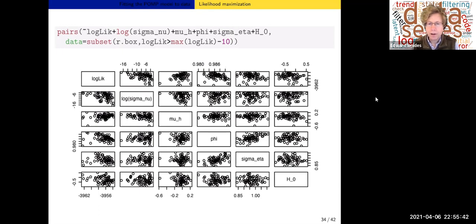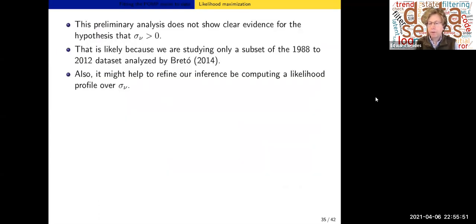And that's the general pattern of the surface. And we certainly do not see evidence for sigma nu greater than 0. It looks like sigma nu equals 0 may even be the MLE in this case. Bretto may have found evidence for sigma nu greater than 0, but Bretto was looking at a longer subset of the data. So maybe over this shorter time frame, a constant leverage is just fine.